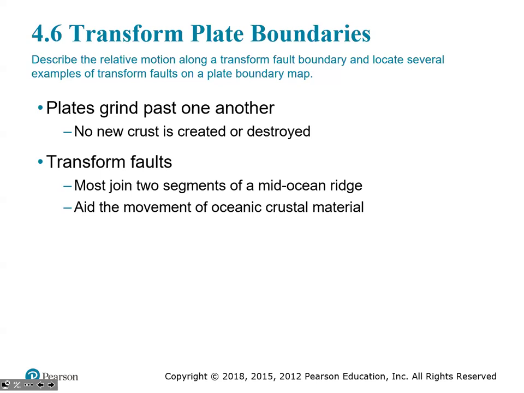But there are also big transform boundaries. The most famous of these is the San Andreas Fault in California. That's where the Pacific and the North American plates are sliding against each other, rubbing away. The Pacific is moving roughly northward. North America is moving roughly southward relative to each other.